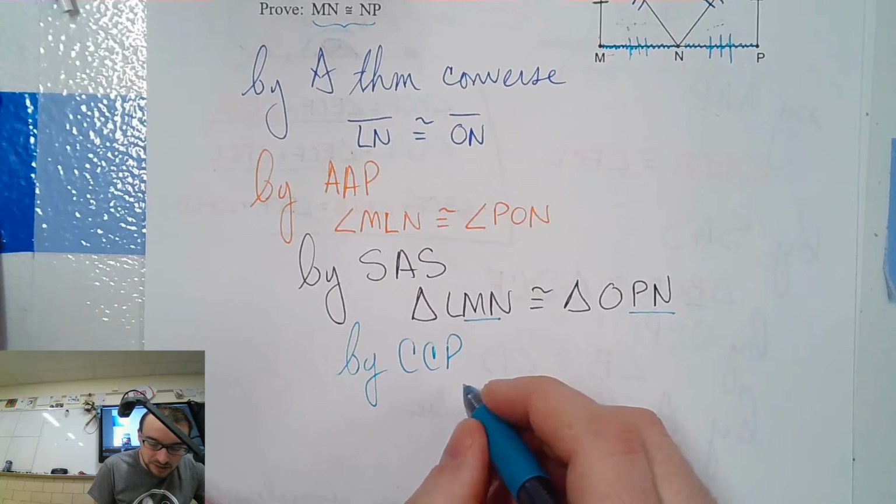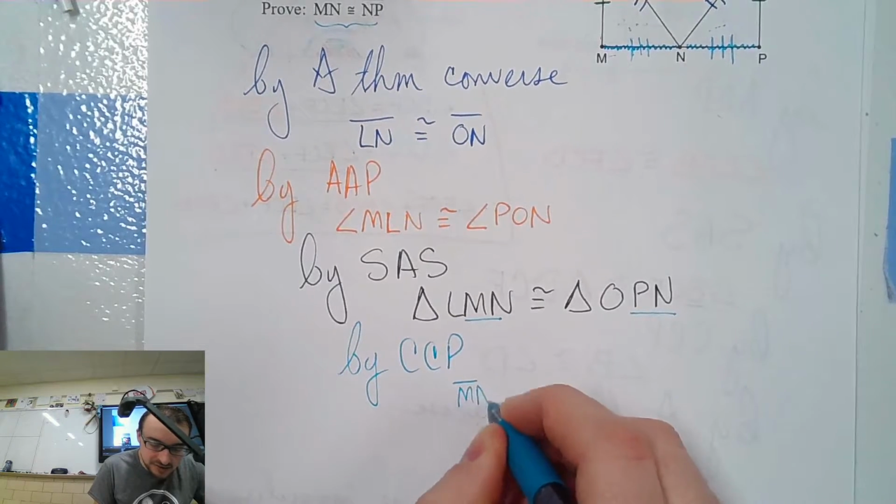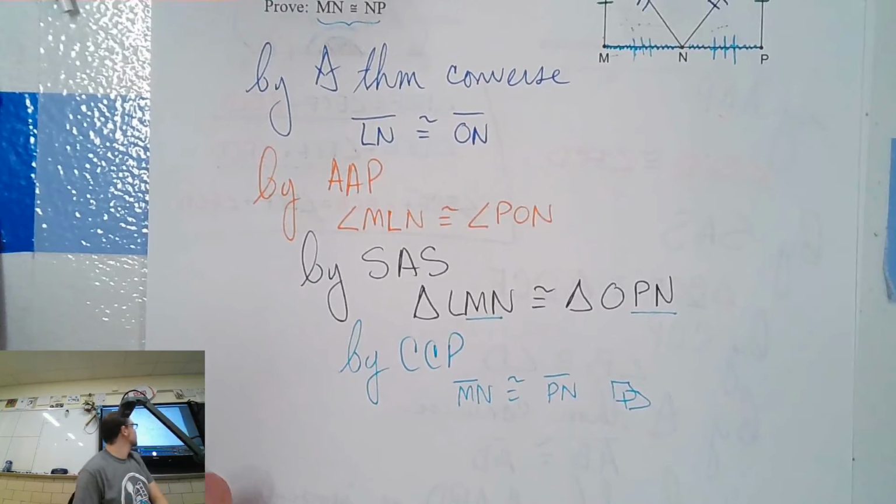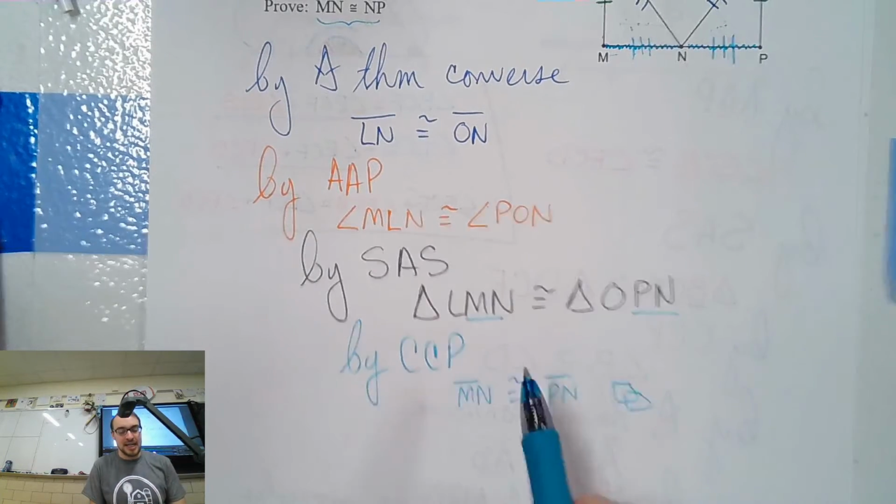All right, so we know that the parts are the same. So MN is congruent to PN. We're done. I'm actually okay. Is everybody good with this idea? Once the triangles are congruent, you can say the parts are congruent. Which parts? Well, any parts that match up.